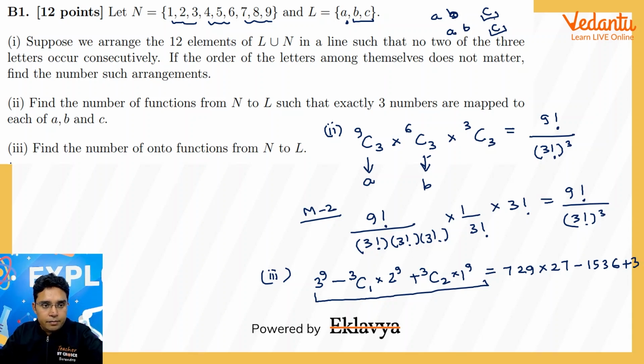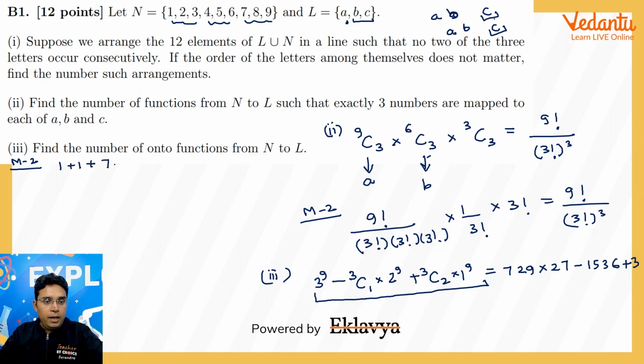Now what other method could there be? Please understand, method 2 for this third part could be using group formation once again. See, here we want all the elements of N to be given to L so that no A or B or C goes empty. So we will have to distribute these 9 elements into 3 groups of sizes maybe 1 plus 1 plus 7.